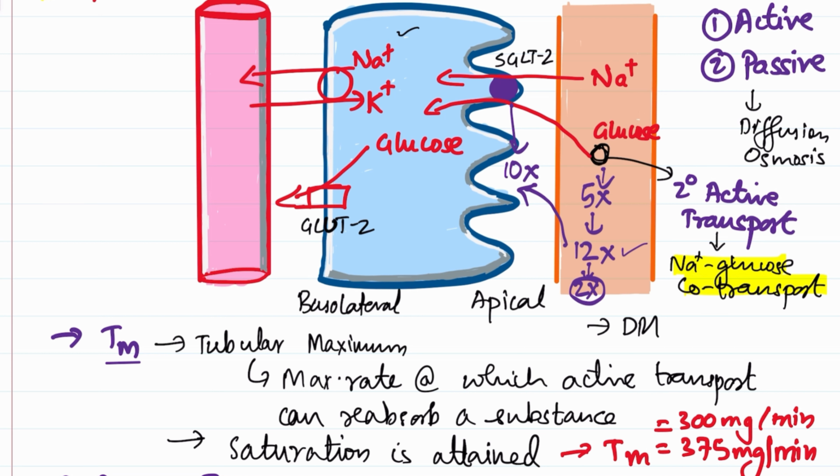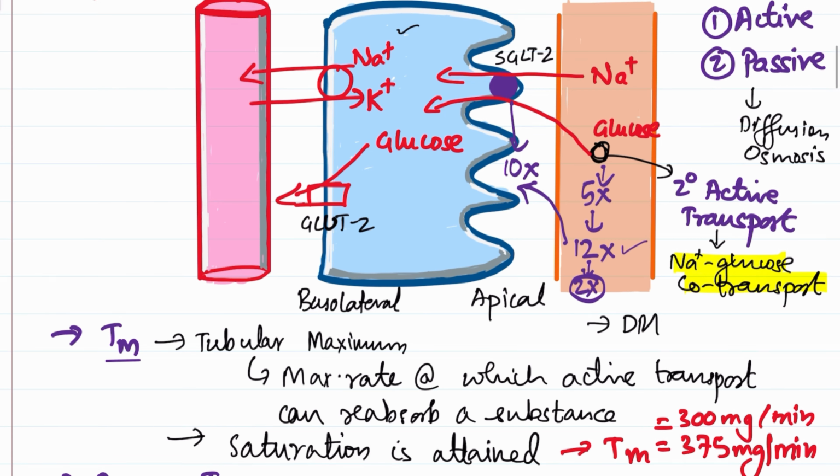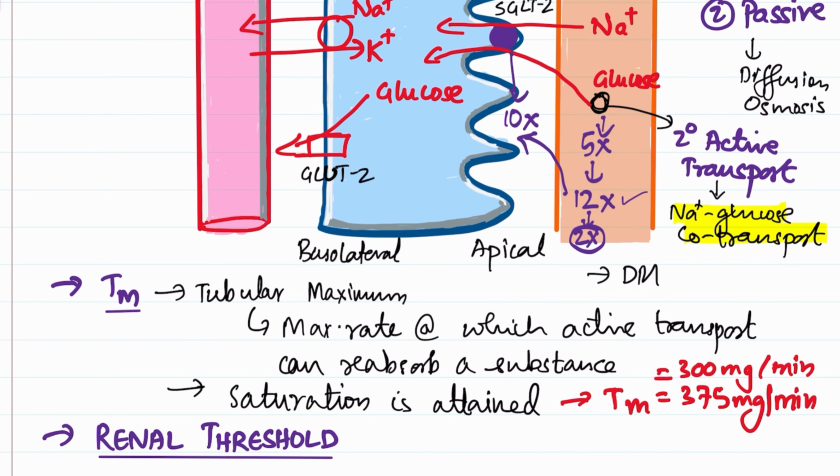So what does this unit mean? This unit means that every minute 300 milligram of glucose can be reabsorbed by the PCT when it works in a saturated, maximal state. Now then there is the other concept, that is renal threshold.